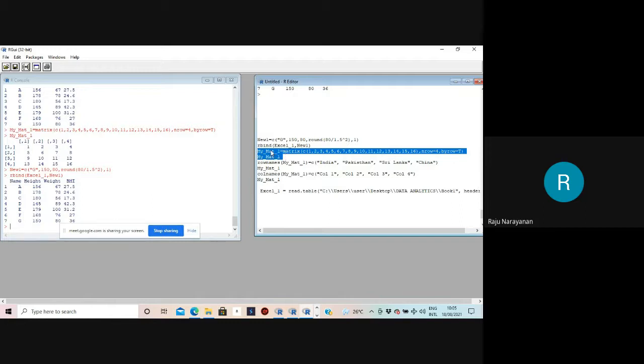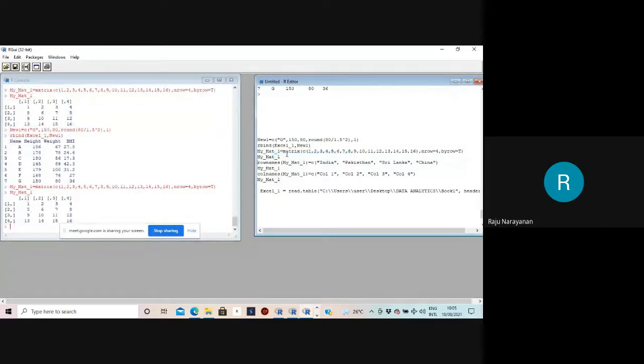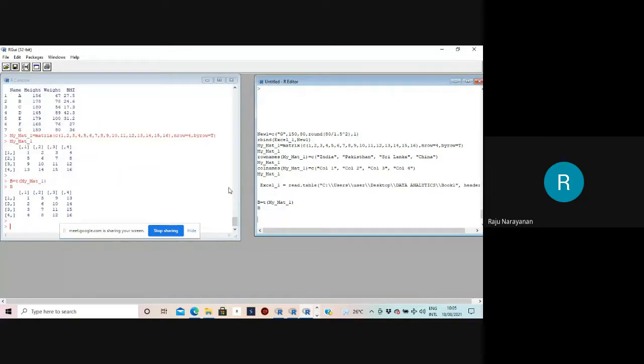Yesterday we have done my mat 1, matrix C 1, 2, 3, 4, 5, 6, etc. And this is a matrix we are getting. If you want to find the transpose of that matrix, you just take t brackets my mat 1. That's all. And if you want to see, you type B. You will get a transpose. The first row is 1, 2, 3, 4. Here the first column is 1, 2, 3, 4. Second is 5, 6, 7, 8. Second column is 5, 6, 7, 8.